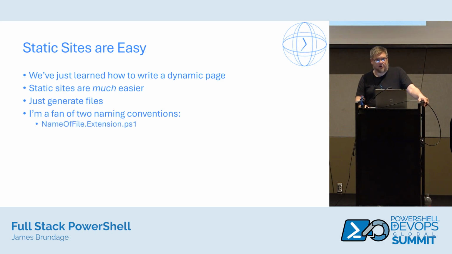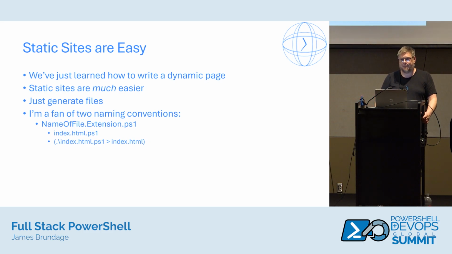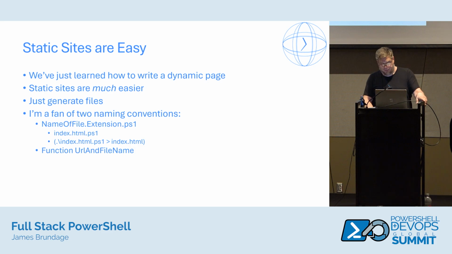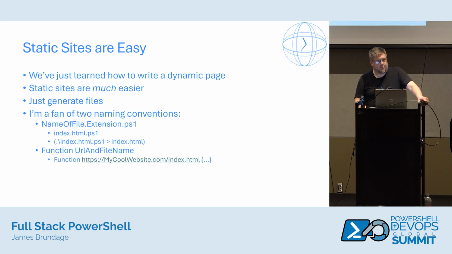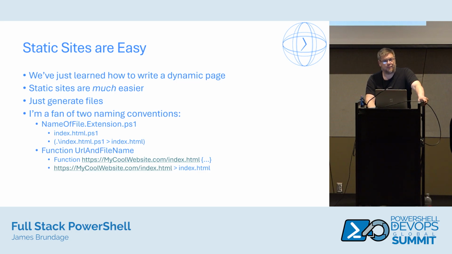First one is name of file.extension.ps1, like index.html.ps1, which you could run and generate with this beautiful one-liner. So run it, redirect it to itself, or redirect it to itself minus ps1. Gettable? Understandable? Cool. The other one is function URL and file name, like mycoolwebsite.com, which no, I do not own. I really need to pick one that I do. Index.html, so whatever the hell I want in that function, and I can do the same redirection trick there.